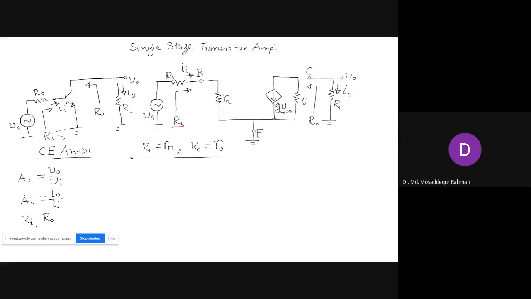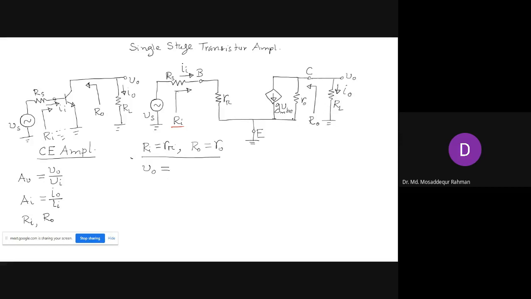Now we'll try to determine the voltage gain, AV, V naught by Vi. So in order to determine the voltage gain, we start with the output voltage V naught. What can we write for V naught? Sir, I naught RL. That is right, I naught times RL. That is the most obvious answer.